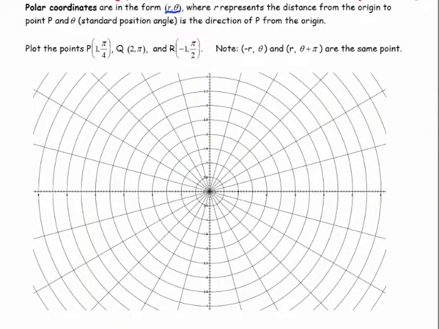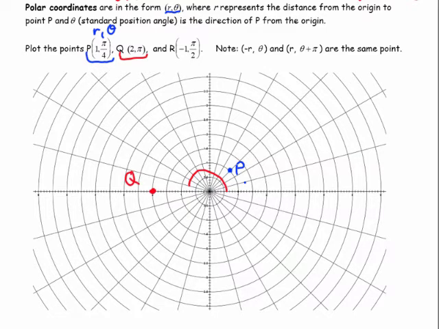Alright, so let's just plot a couple of points here. The point (1, pi over 4), (r, theta). So we want to be 1 unit from the origin at an angle of pi over 4. I have a polar grid shown, and each of these is 15 degrees, pi over 12 radians. So pi over 4, 45 degrees, would be here, and a radius of 1 would be right there. That's point P. Next point, 2 units from the origin at an angle of pi. Well, I know that pi is over here, and so 2 units out is there, Q.